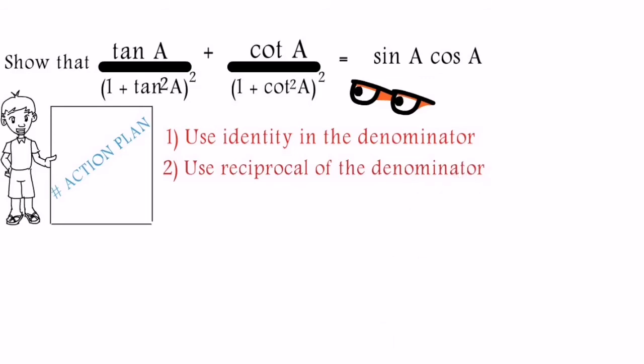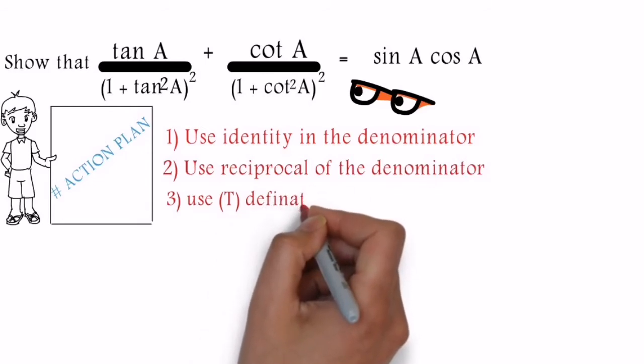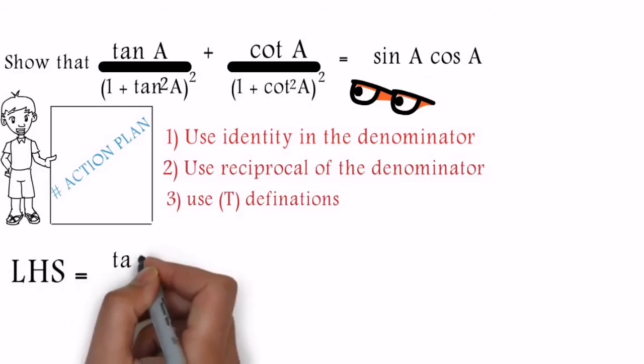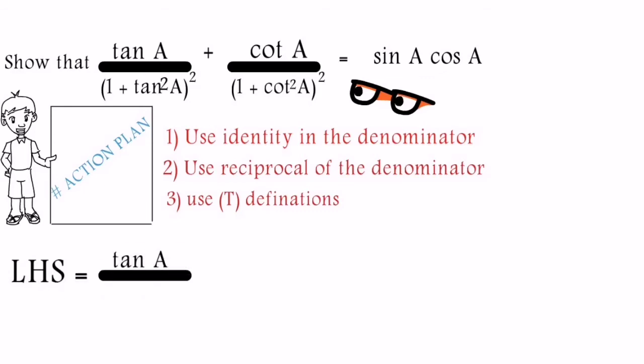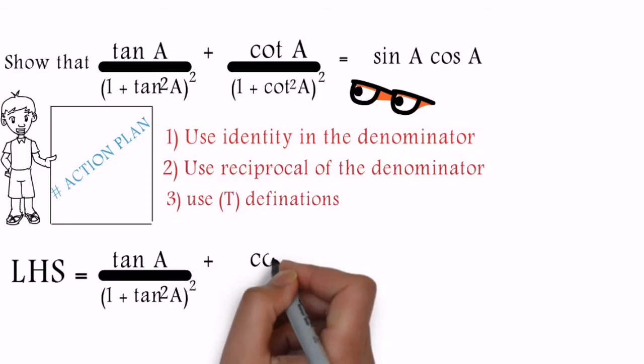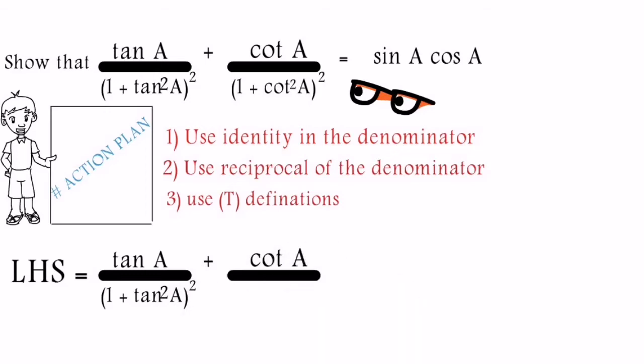And after utilizing the reciprocal we will try to make use of trigonometric definitions so that we turn all the terms into sine and cos. Correct? So here we are moving ahead with the LHS. So copy the LHS as it is and then proceed further according to our action plan. So let's get going. Here is our LHS in front of your screen, right?